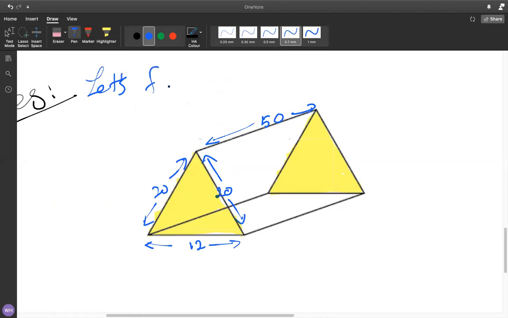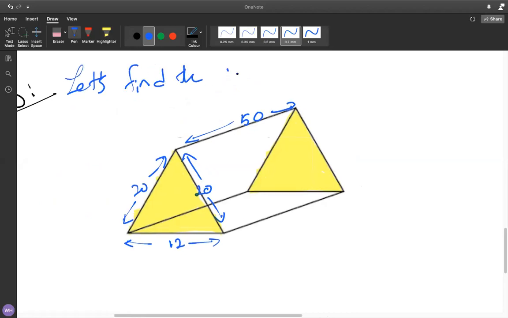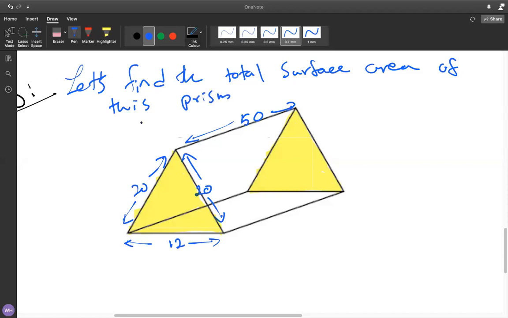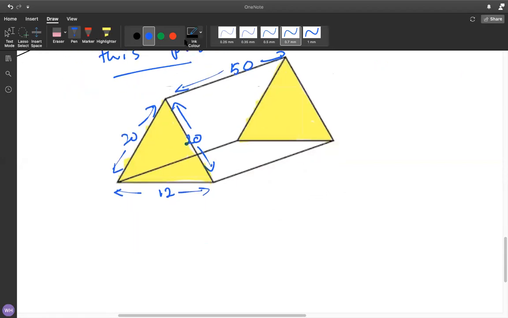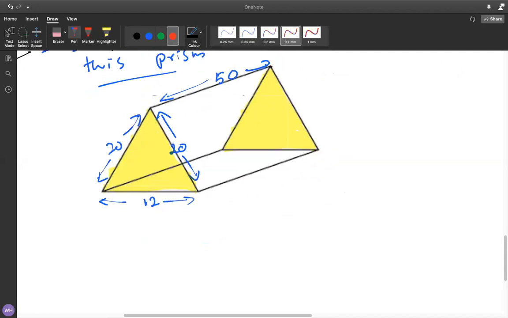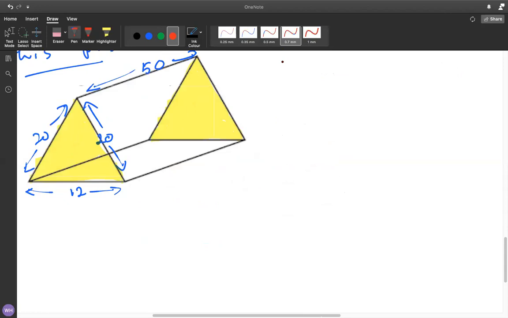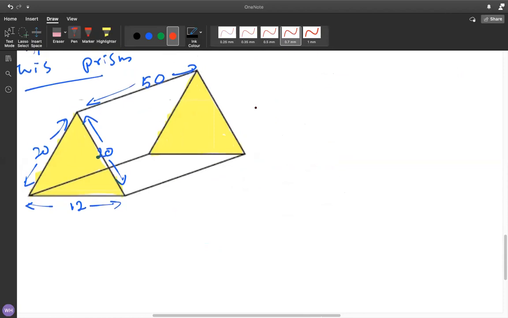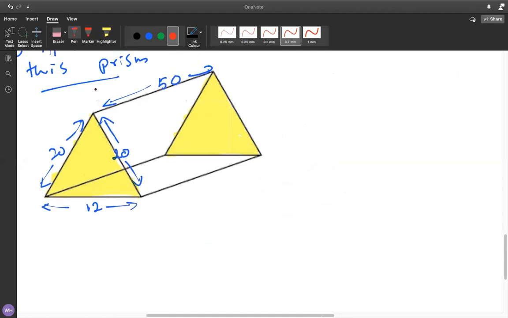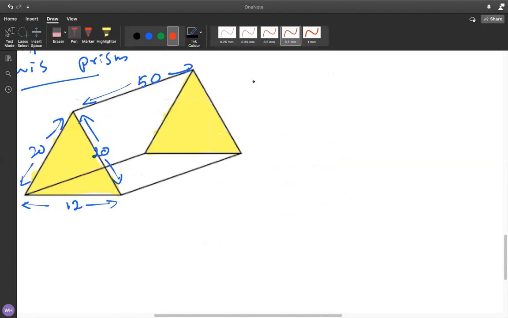Let's find the total surface area of this prism. Now, to find this, we need to find the area of this cross section. Okay. Number 1.